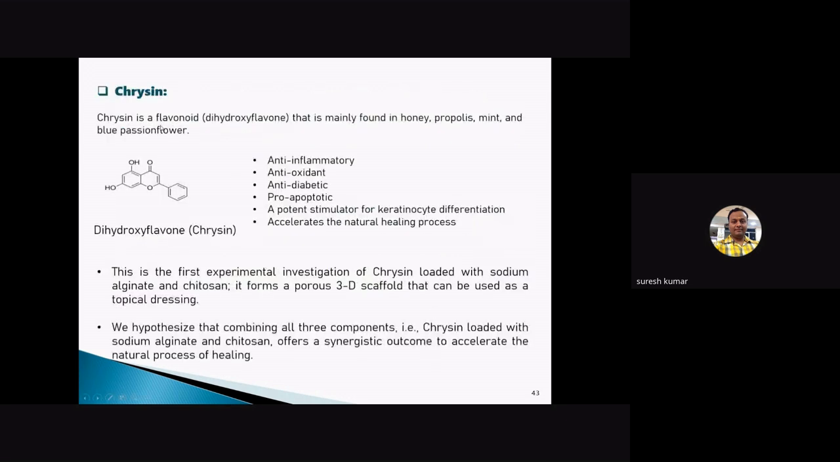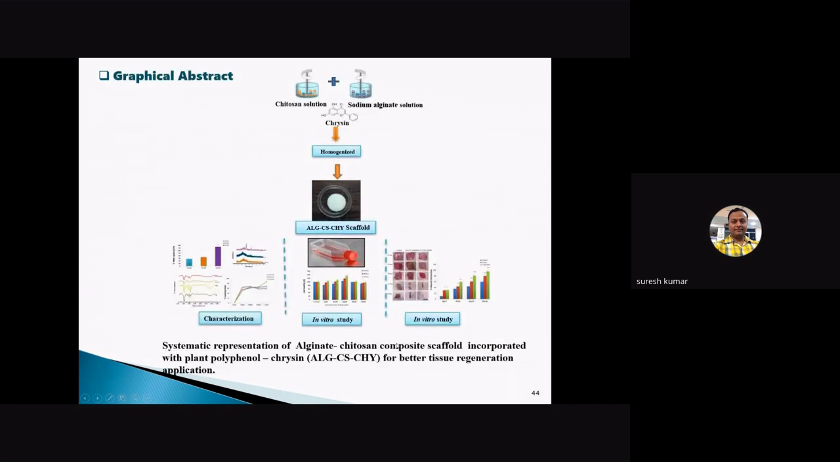So what is chrysin? A flavonoid compound mainly found in honey, propolis, mint, and blue passion flower. It has several biological functions. So we showed this is the first experimental investigation of chrysin loaded with sodium alginate and chitosan. It forms a porous 3D scaffold that can be used as a topical dressing material. So we hypothesize that combining all three components, chrysin loaded with sodium alginate and chitosan, offers a synergistic outcome to accelerate the natural process of healing.